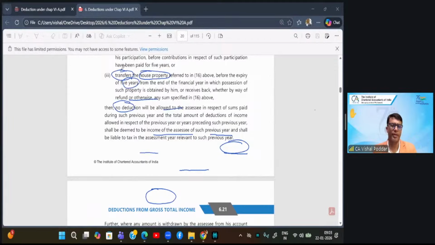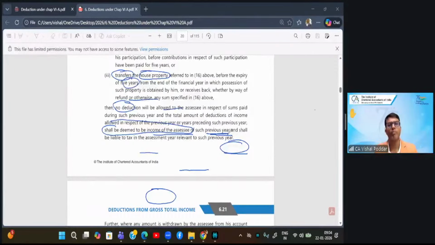Now, what is this point? What will happen if you do not follow this 2 years condition for insurance and 5 years condition for the ULIP plan or the house property? Then they say that whatever deduction you had already claimed, that deduction will now be added back to your income in the year in which you do the above default.